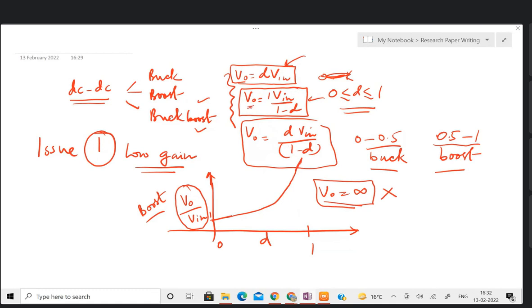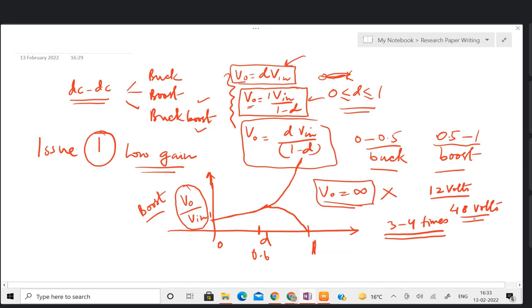This is actually the average output voltage, and theoretically, although it looks like VO will be very high, infinity at D equals 1, it is not the case. What happens? After certain values, say 0.6 or 0.7, instead of increasing, the output voltage starts decreasing and it reduces to 0 at D equals 1. Okay. So the gain is not very high, normally 3 to 4 times, even that is difficult. So you have got say 12 volt supply available, and at most you can go up to 48 volts when you are using a boost converter.